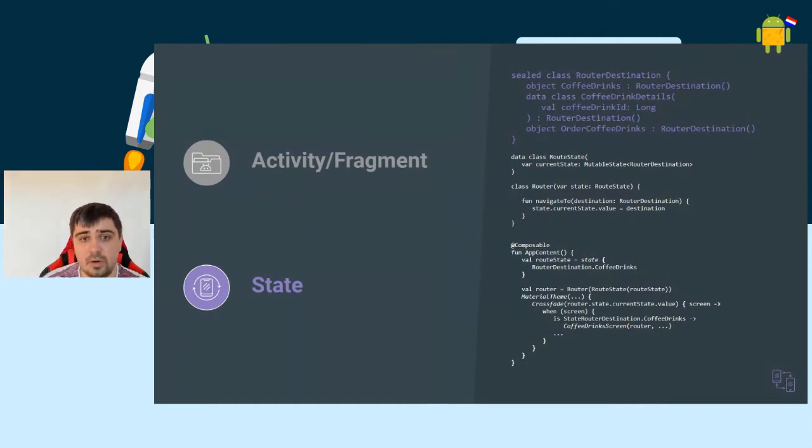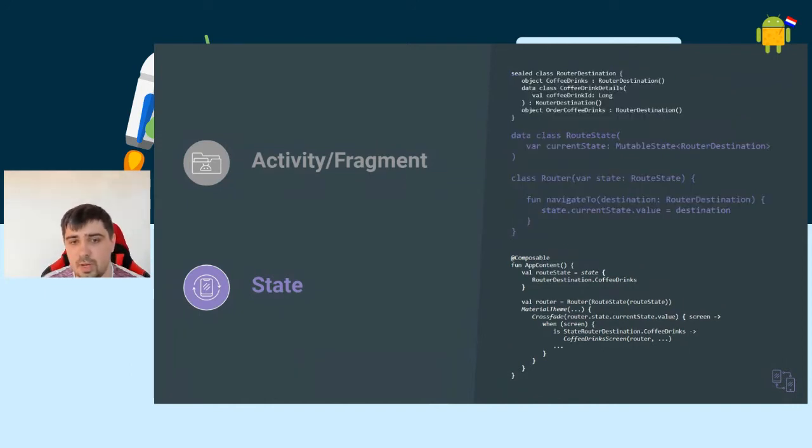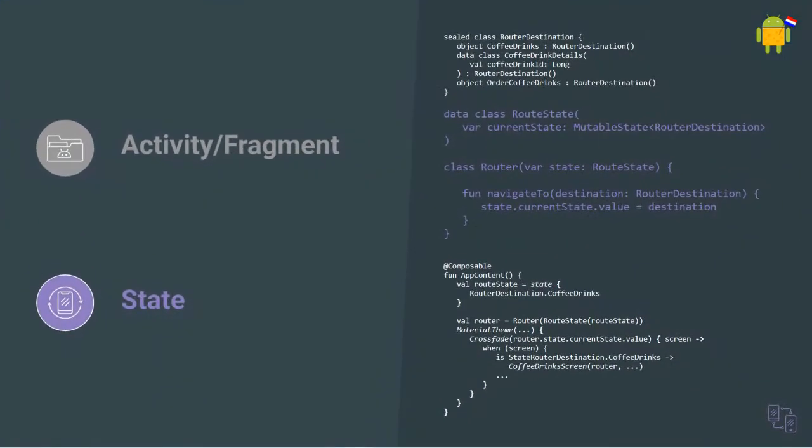And another approach which we have for building routing is to use state. So the first thing which we need, let's create a router destination. And here we have three screens. It's the coffee drink screen, the coffee drink details screen, and the order coffee drink screen. Later on, we need to create our state. And in this case, we use a mutable state of a routing destination.